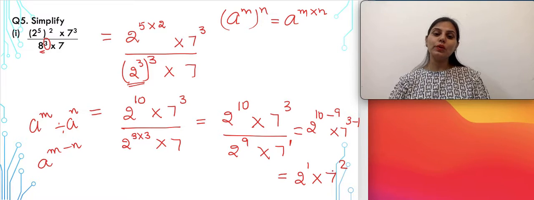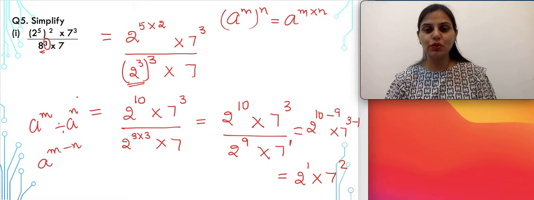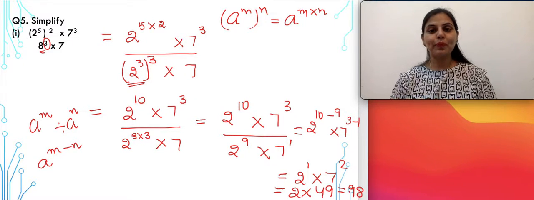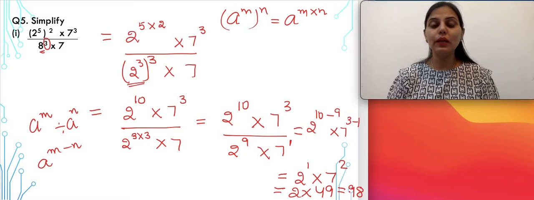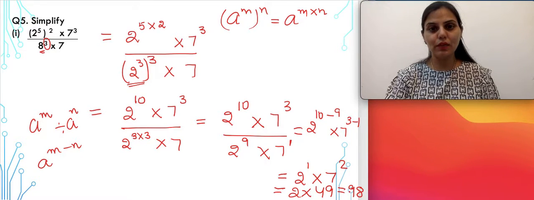Now if you read the question carefully, the question says simplify. That means we cannot leave the answer in exponential form. We need to solve it further. So this can be written as 2 multiplied by 7 7s are 49, or the answer will be equal to 98. I hope all the steps are clear to you. You really need to remember the laws of exponents so that solving the questions becomes easy for you.